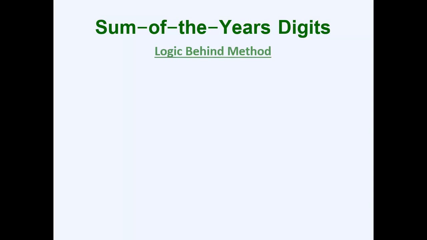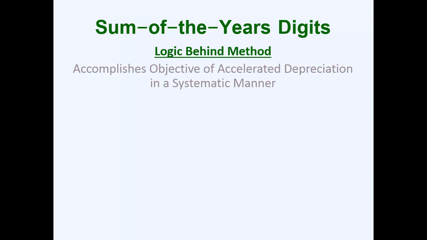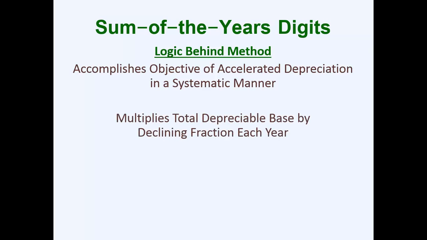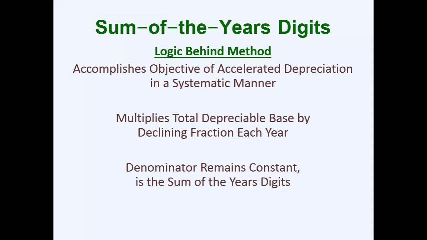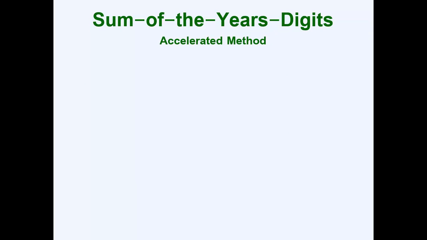So what is the sum of the year's digits? Well, what's the logic behind it? It accomplishes the objective of accelerated depreciation in a systematic manner. You're going to multiply the total depreciable base by the declining fraction each year. The denominator remains constant in this sum of the year's digits.